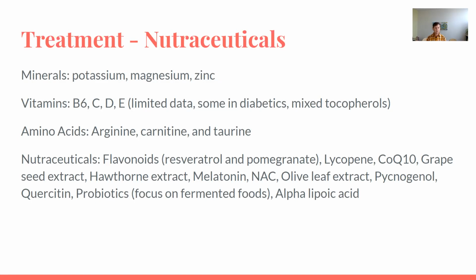So amino acids are really important. We get those in our proteins. Arginine, carnitine, and taurine have been shown to be particularly helpful. And in terms of nutraceuticals, starting to think about things like flavonoids like resveratrol, pomegranate juice is really great. Lycopene, so lycopene is going to come in tomatoes, watermelons, red peppers, papaya, guava. And I'll talk about that again.